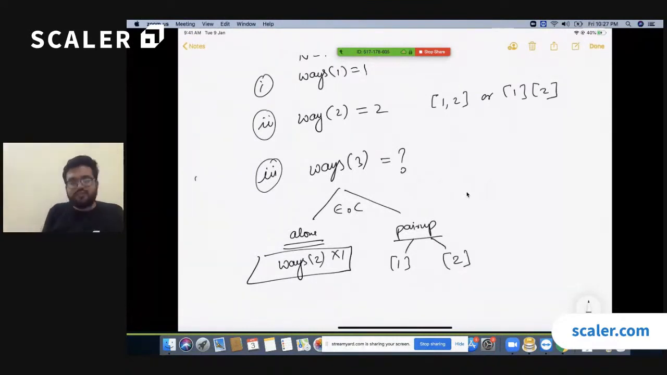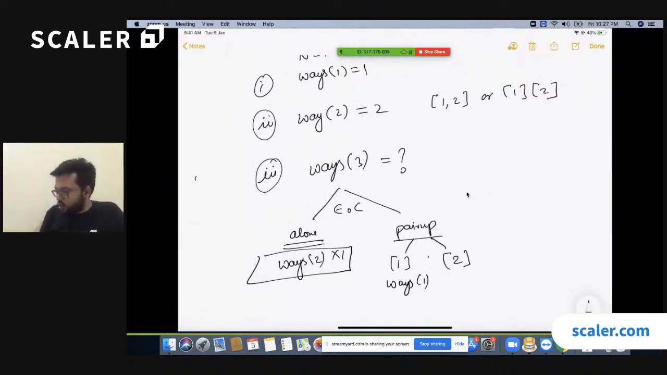If he pairs up with person 1, how many people are remaining in the party to enjoy? I am the third person. I am paired up with the first person. So he's also busy. I am also busy. Only the second person is remaining. So that would mean that I would reduce my problem to finding the number of ways one person can enjoy the party.